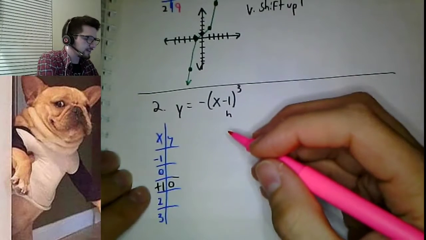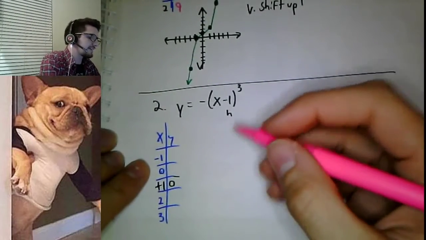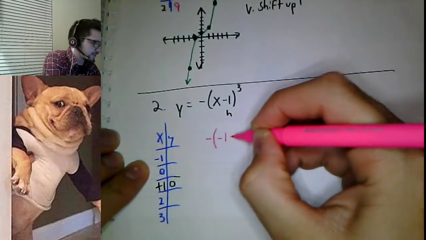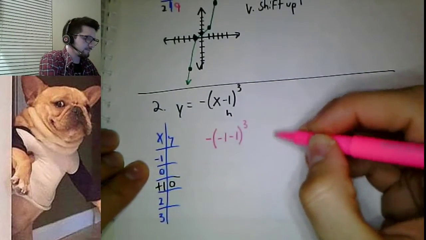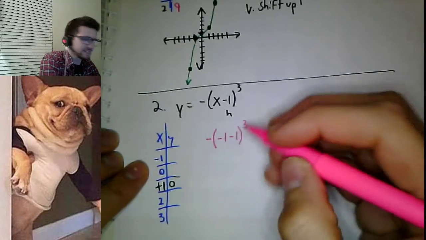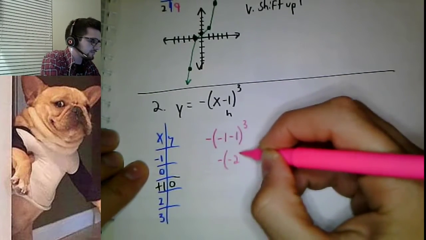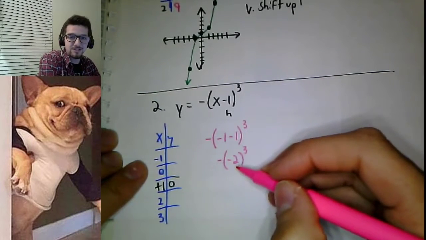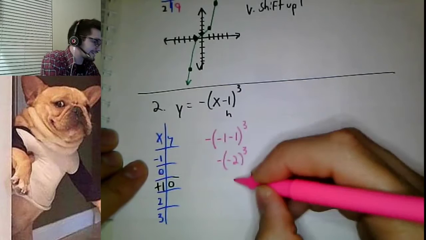And then I'll plug in each of my numbers. So let's say I had a negative 1 in here. So I had negative 1 minus 1 cubed. Well, what's negative 1 and negative 1 together? Negative 2 cubed. What's negative 2 times negative 2 times negative 2? That's negative 8.